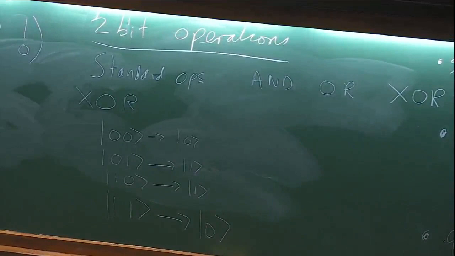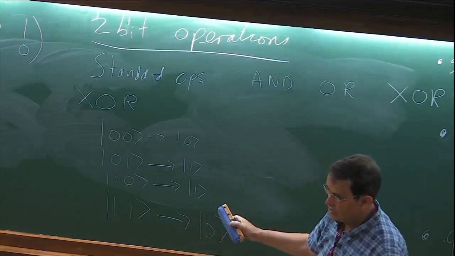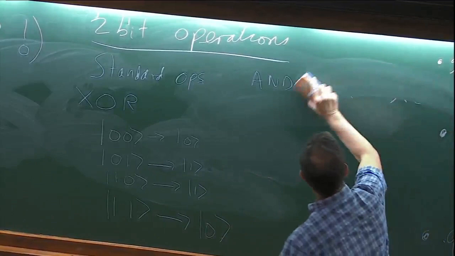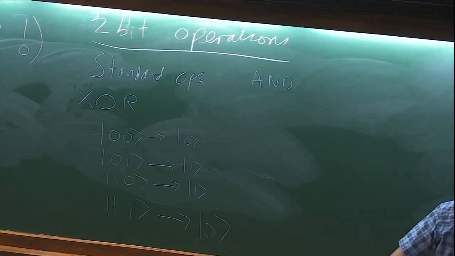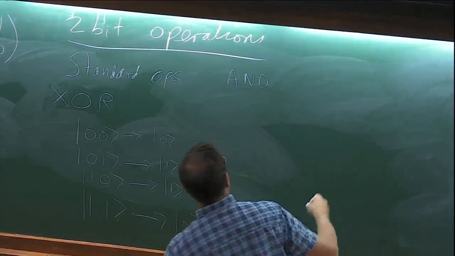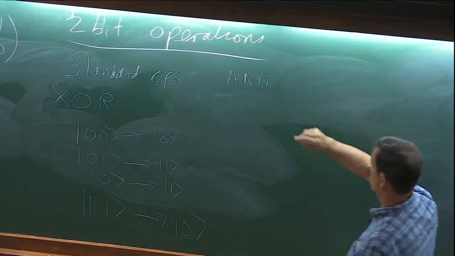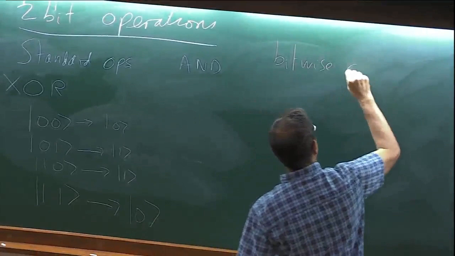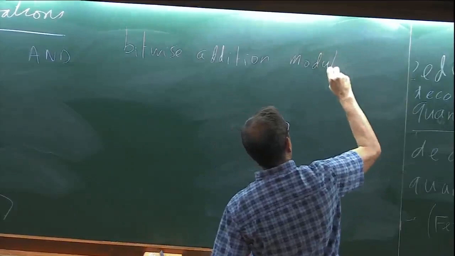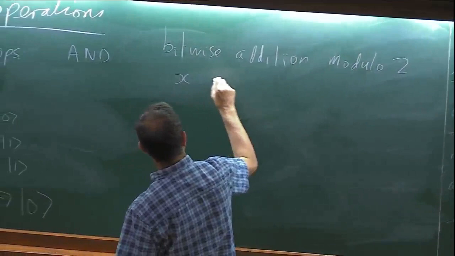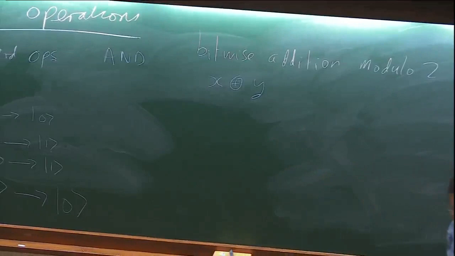So we're going to have to do something a little different, but there will be a reversible generalization of this exclusive OR operator, which will play a very important role. So let me point out then that this exclusive OR can be thought of in a different way, and we will need to think of it in a different way. We can think of it as bitwise addition modulo 2. So if x is a bit and y is a bit, this bitwise addition modulo 2 is written like this, a circle with a cross in it.